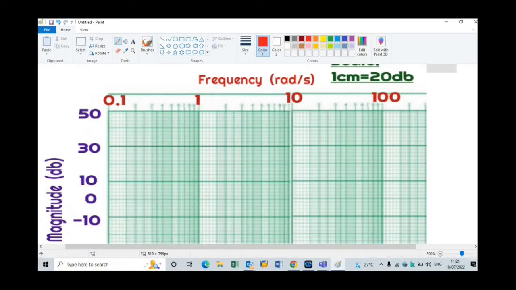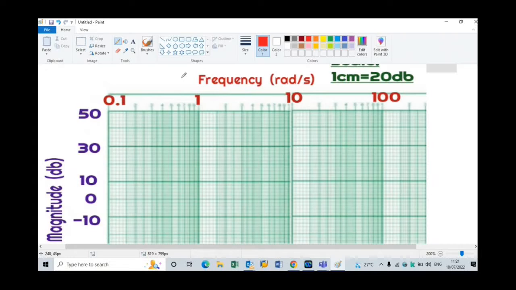Now we will draw the graph for magnitude plot. For that, we have to first select the frequency in radians per second. Now if we observe, lowest corner frequency is 0.1 and highest corner frequency is 100. So at the start of block 1, we have to select the lowest corner frequency 0.1.